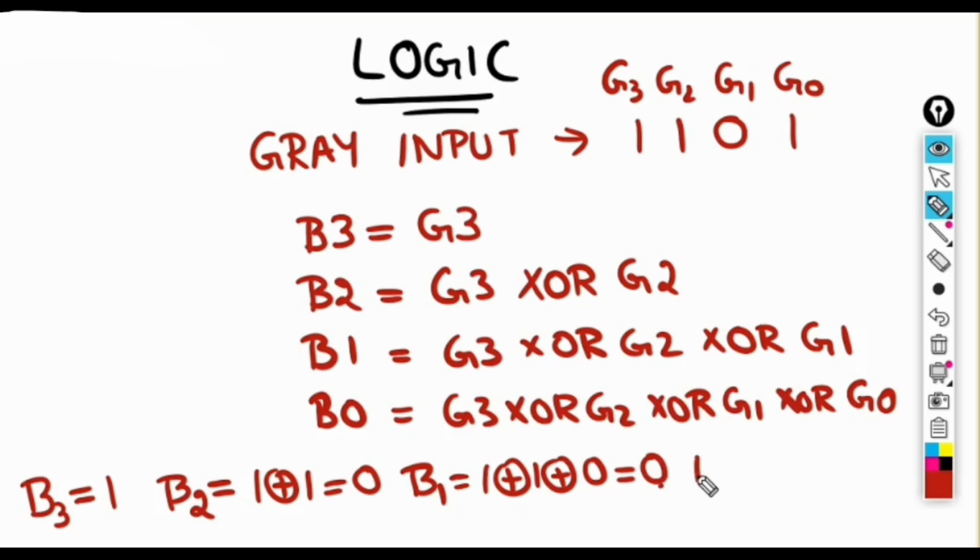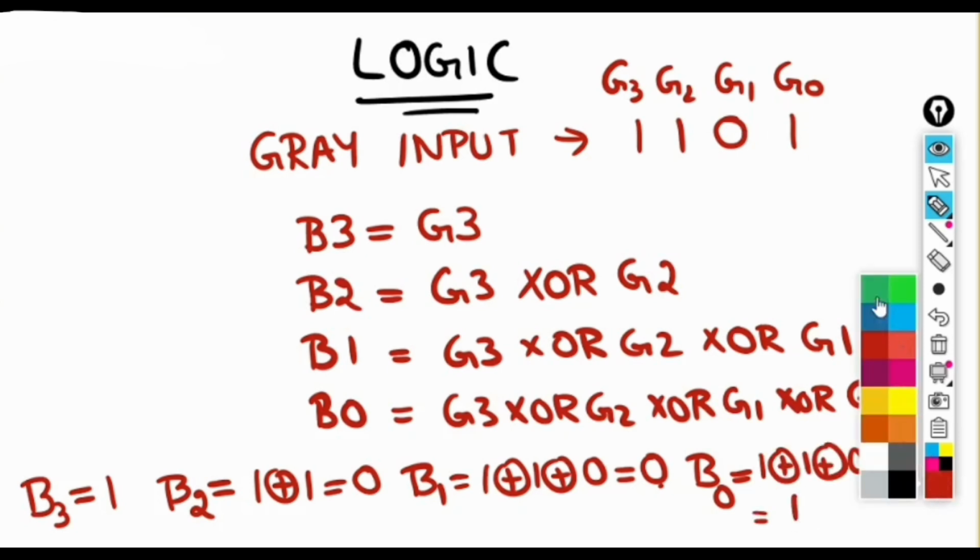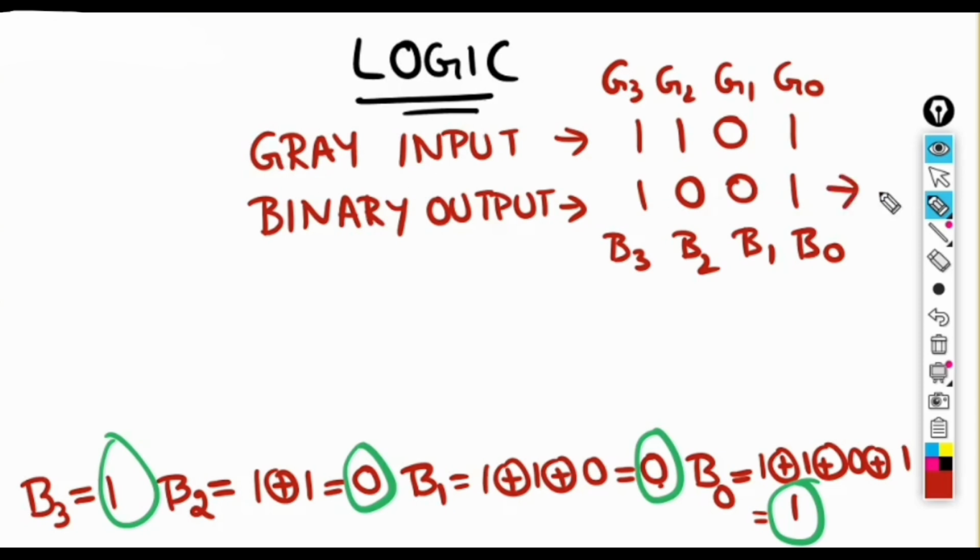Then we have B0, where you perform G3 XORed with G2 XORed with G1 XORed with G0. So the result you obtain here is 1. So the final binary output is 1001. So grey code 1101 corresponds to binary data 1001.